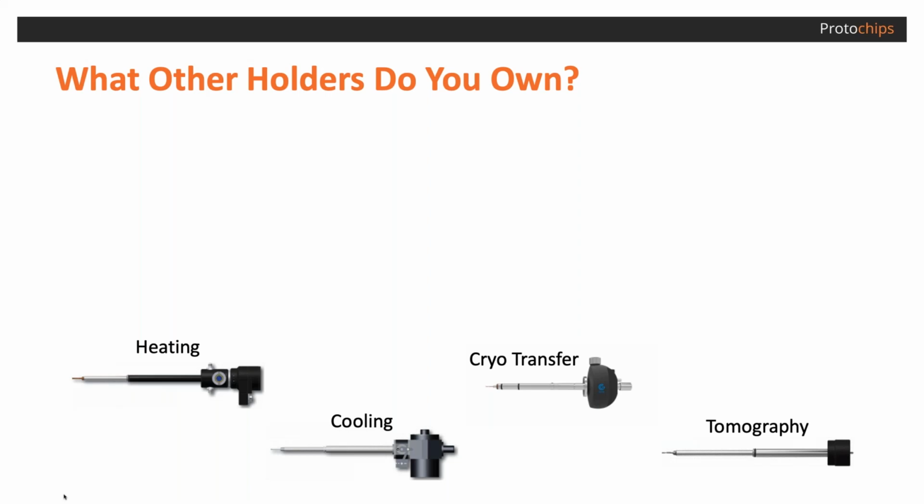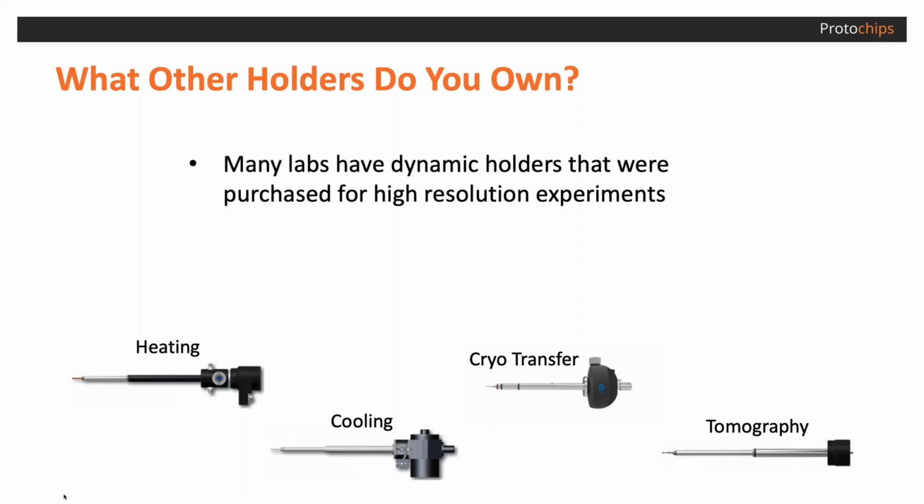And the problem with some of the purchases that people have made, this is an old story we see a lot. Many people have very high resolution microscopes. They buy a dynamic holder, a 1,000-degree heating holder or a liquid nitrogen cooling holder, and they figure they're going to be able to do now high resolution experiments at elevated or lowered temperatures.